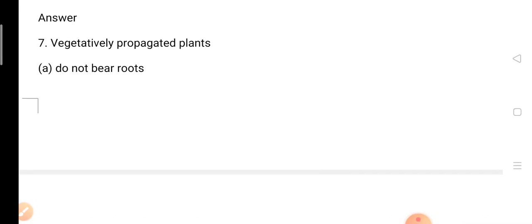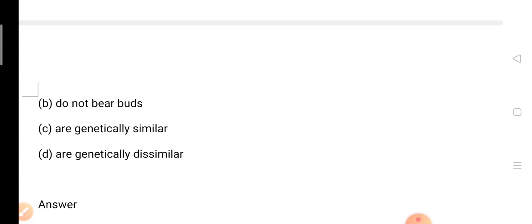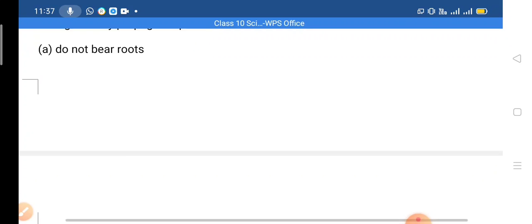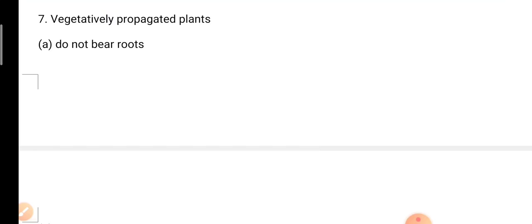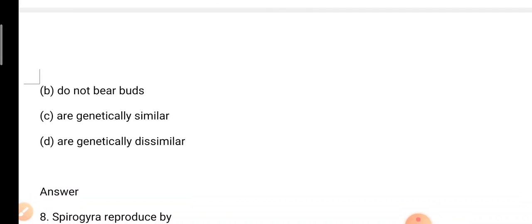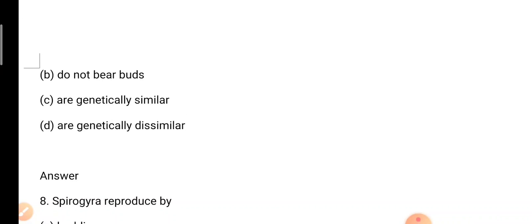vegetative propagated plants. Option A is do not bear roots, option B is do not bear buds, option C genetically similar, option D genetically dissimilar. So the three options given here are correct for vegetative propagation, but the one which is not correct is genetically dissimilar. So the answer will be option D. We will give option D as the correct answer for the question.